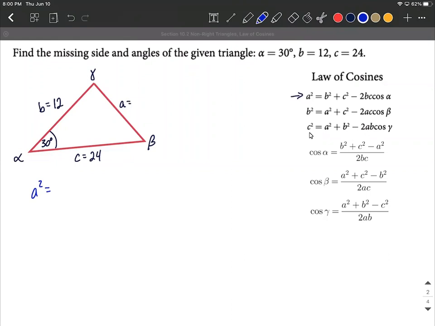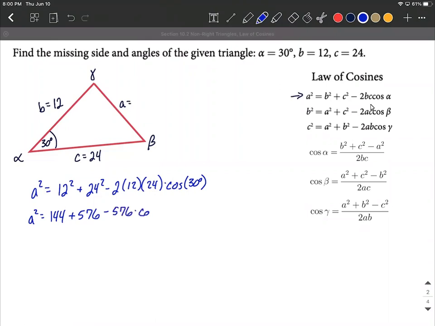All right, so we've got A squared equals B squared, 12 squared, plus C squared, 24 squared, minus 2 times B times C times cosine of alpha. And alpha in our case was given as 30 degrees. So I'm just filling into this formula. From here, we can do a little bit of simplifying if we so choose. A squared is equal to, well, 12 squared is 144. You could go ahead and just get the calculators out, in all honesty. If you wanted to, I'll leave this as 576 times cosine of 30 for the time being.